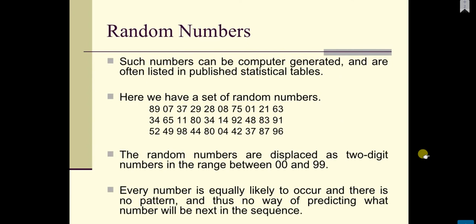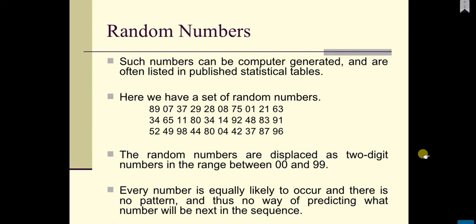Such numbers can be computer generated and are often listed in published statistics tables. Here we have a set of random numbers. You can see the three rows with the numbers 89 07 37 29 28 08 75 01 21 63.